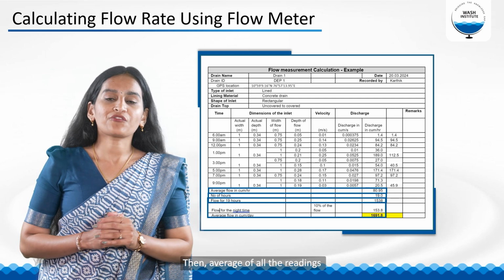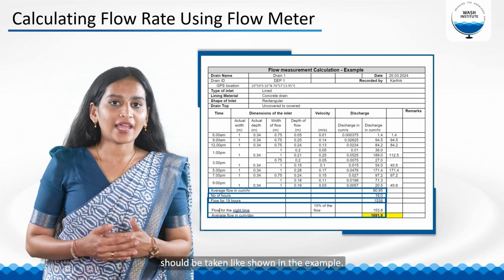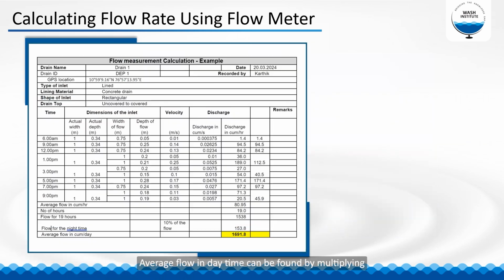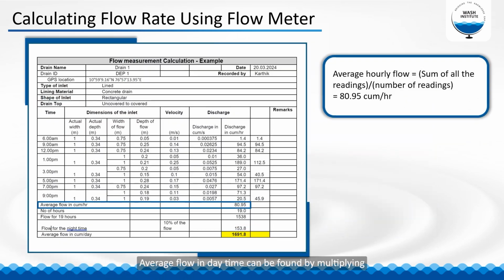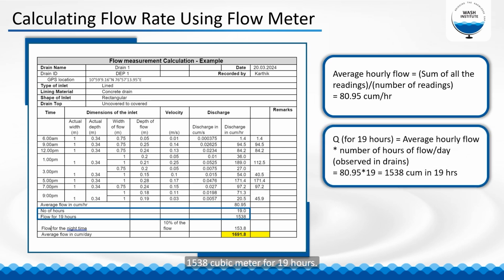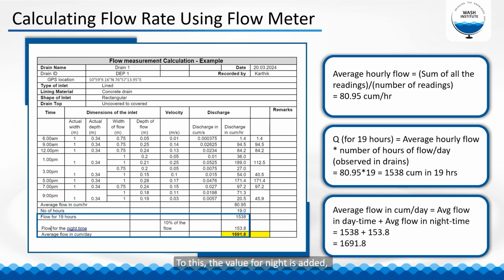Then, the average of all the readings should be taken, like shown in the example. Average flow in daytime can be found by multiplying average hourly flow with the number of hours. In the shared example, it comes out to be 1538 cubic meter for 19 hours. To this, the value for night is added, which is considered 10% of the daytime. Hence, the final value comes out to be 1691.8 cubic meter per day in this case.